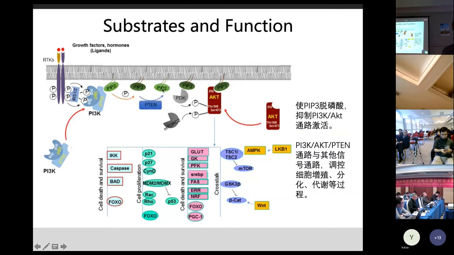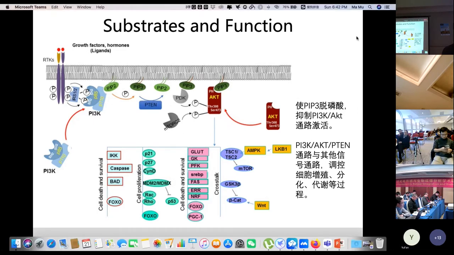And PTEN is a negative regulator. It can dephosphorylate PIP3 to PIP2, which can inhibit the PI3K pathways. This is mainly how PTEN works. During this process, it can inhibit the upstream signaling pathway, which can inhibit cell progression and differentiation. And once the AKT signaling pathway is activated, this can also be related to cell death and survival and cell proliferation, etc., from different signaling pathways.